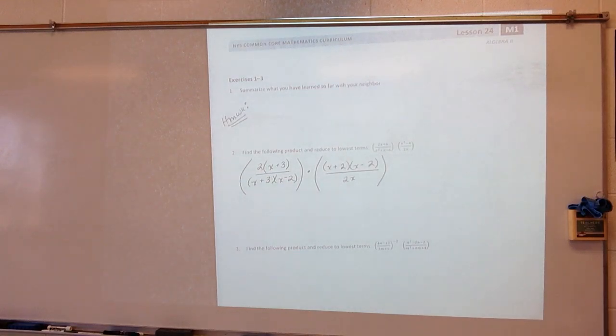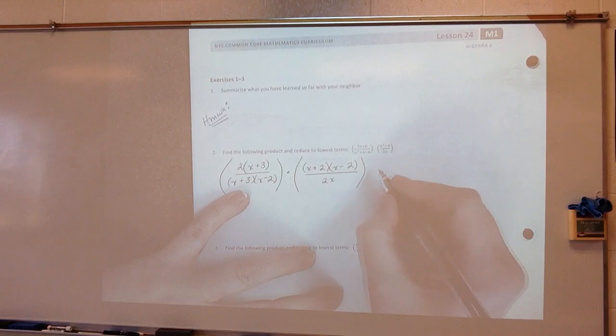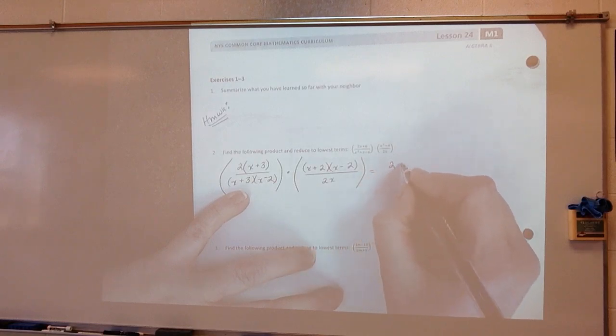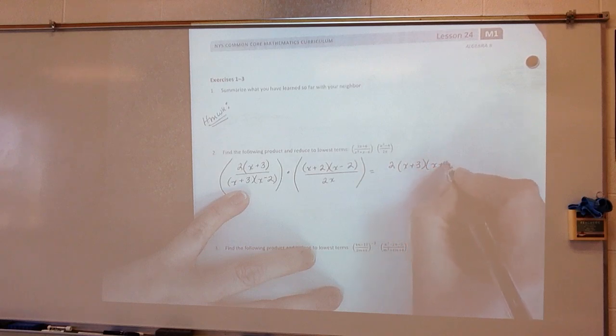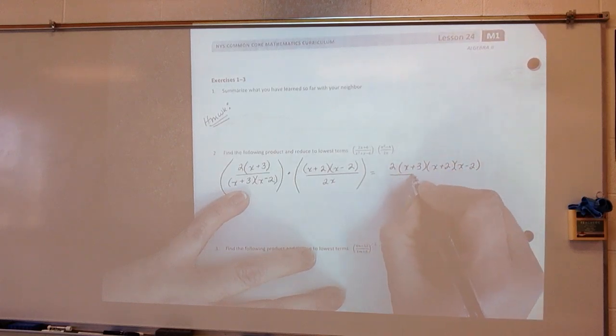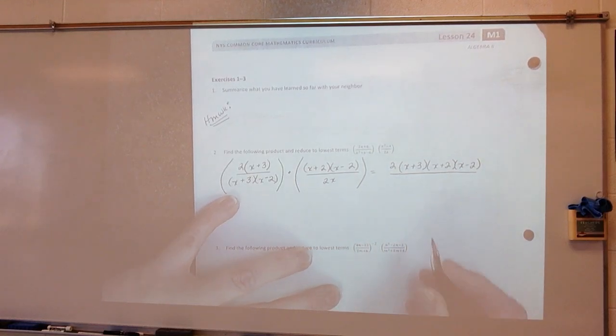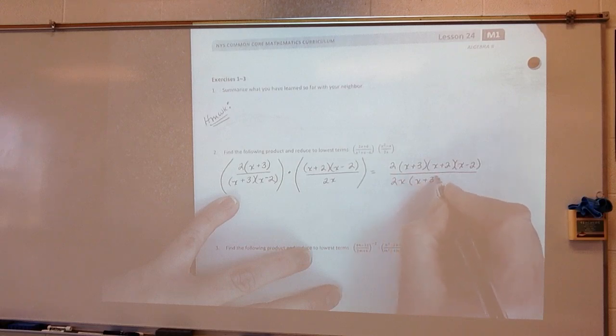All right. So now let's go ahead and multiply. I get 2 times x plus 3 times x plus 2 times x minus 2. All right, and then I get 2x times x plus 3 times x minus 2.